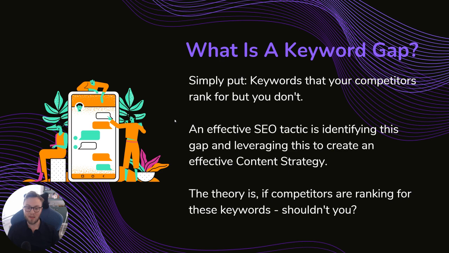And an effective SEO tactic is identifying this gap and leveraging this to create an effective content strategy. So no longer are we taking a stab in the dark and creating content for the sake of it. We're actually using data-driven decision making to inform our content strategy. And the theory is if competitors are ranking for these keywords, then shouldn't you? Shouldn't you be getting a piece of this organic pie, so to speak?